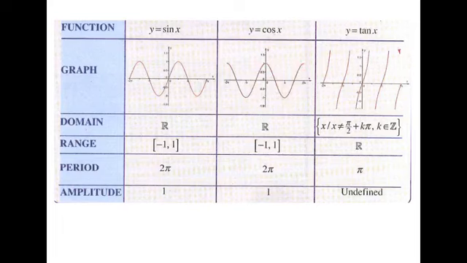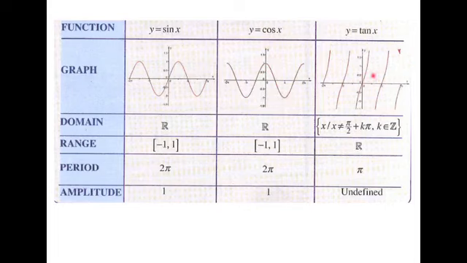You see the graph of cosine function. Again, this function is periodic with period of 2 pi. Its domain is all the real numbers, and its range is negative 1 to 1, and its amplitude is again 1, because the cosine function is just like sine function. It attains its maximum at 1 and its minimum at negative 1.